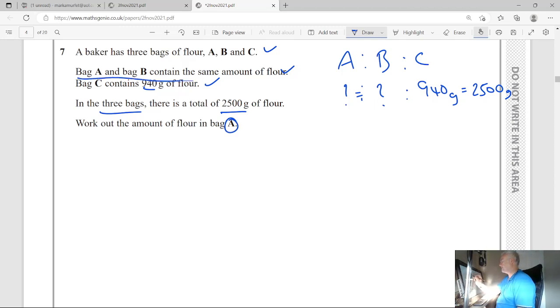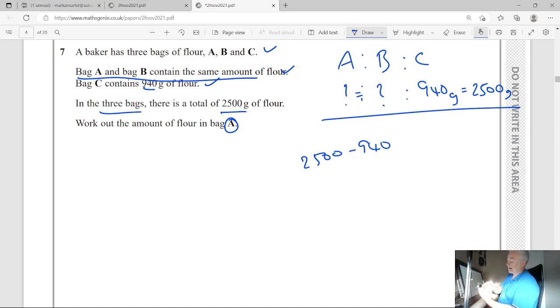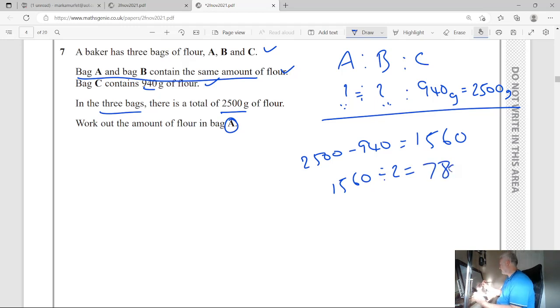Well, we know these two are the same. So look at what I've got in the question. I can do 2,500 take away 940. I'm going to do it in my calculator, not in my head. 2,500 take away 940 gives me 1,560. And remember, these two are the same, so I need to now divide that by 2. 1,560 divided by 2 gives me 780.